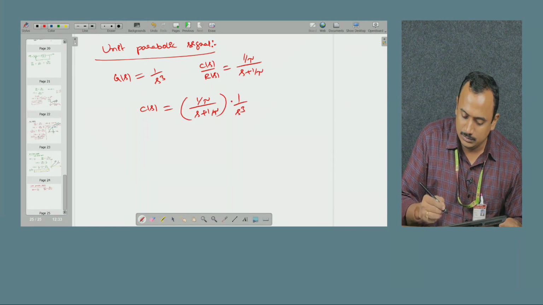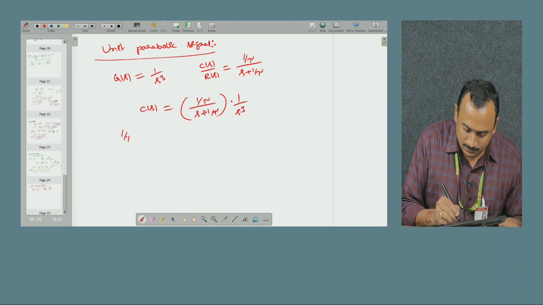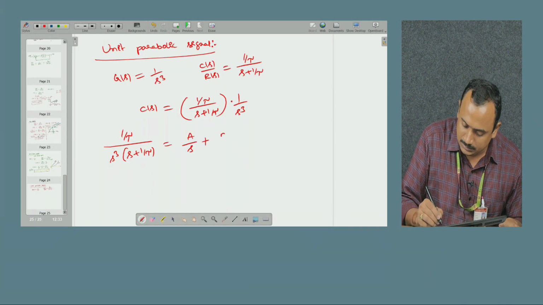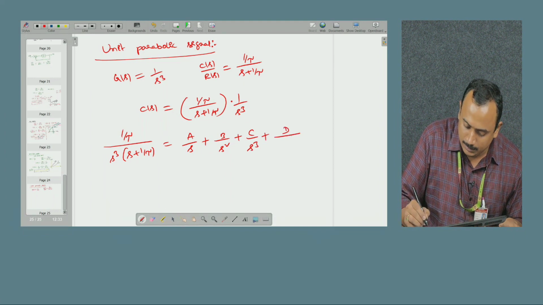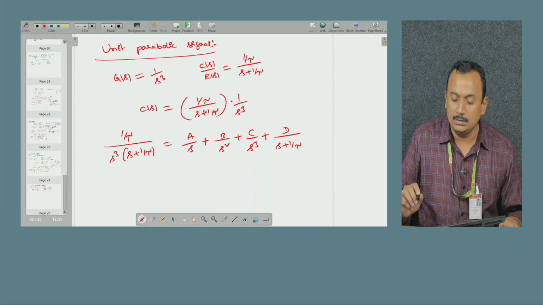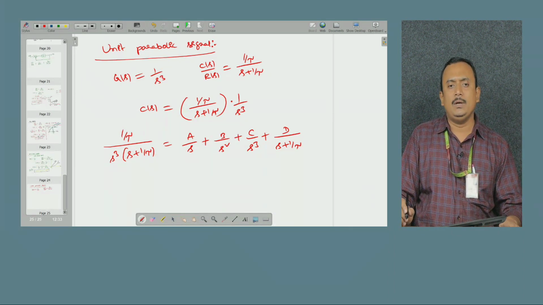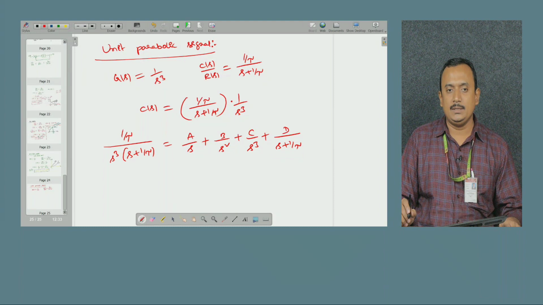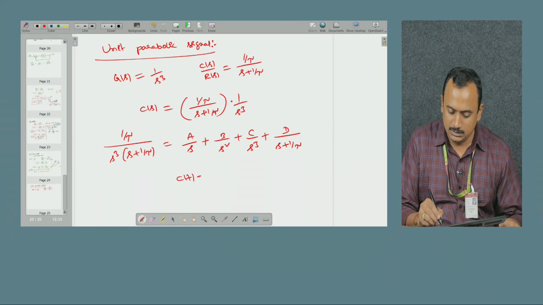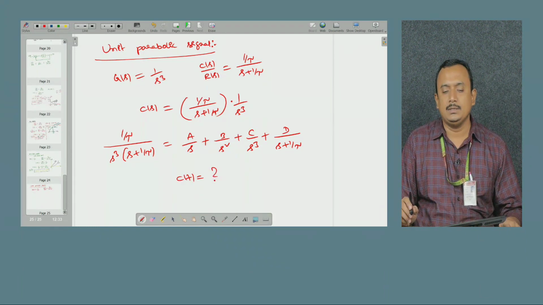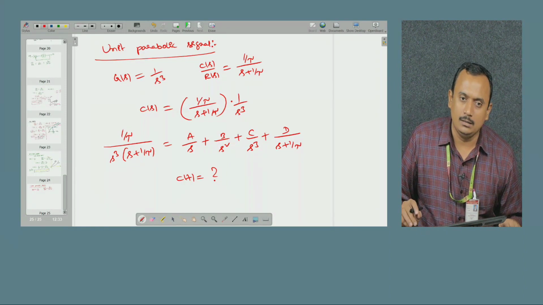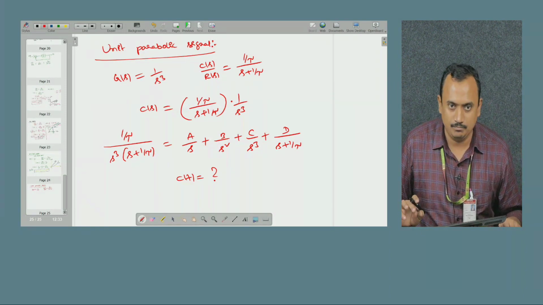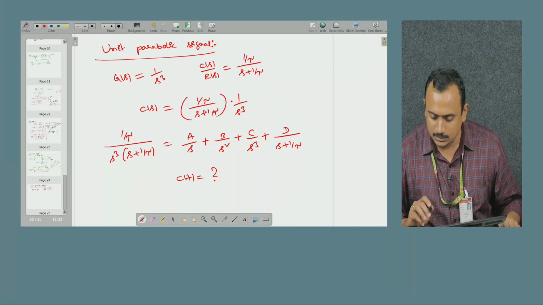And how you are going to write the partial fractions? 1 by tau into s cube into s plus 1 by tau becomes a by s plus b by s square plus c by s cube plus d by s plus 1 by tau. Try to solve this and find out the value of C of s, and then apply the inverse Laplace transform, and then find out the C of t response and try to plot the response curve C of t, right. So this is your homework.